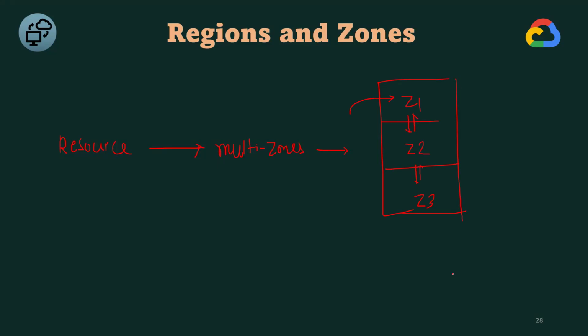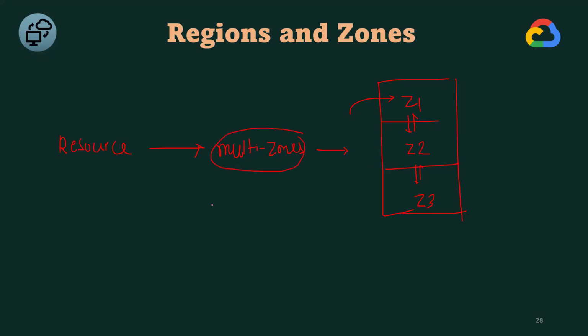Why is this kind of mechanism required? To avoid unexpected failures or to take care of fault tolerance. If one of the zones is gone, we can have one more zone taking care of it. Inside each zone you can also have some kind of resource failure, and that will also be taken care of by the fault tolerance. So whenever you are creating a resource, try to select multi-zones.